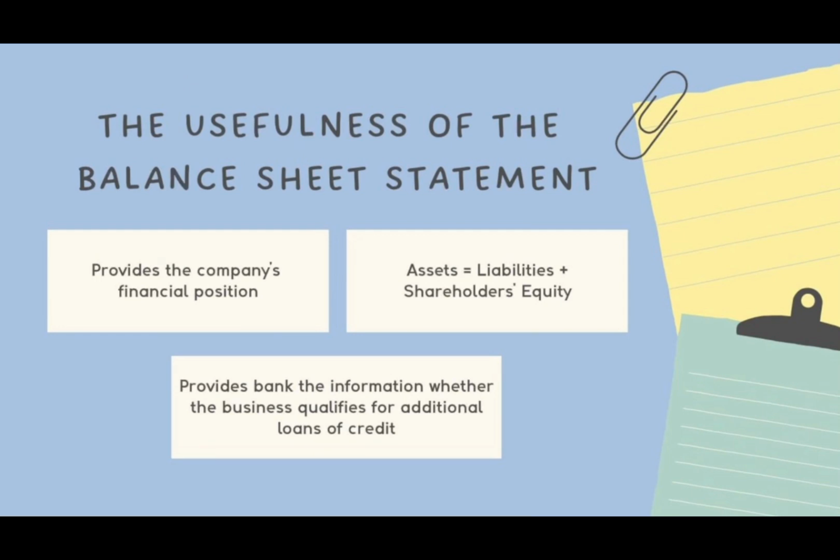The usefulness of the balance sheet statement. First point, it gives interested parties an idea of the company's financial position, in addition to displaying what the company owns and owes. Assets equal liabilities plus shareholders' equity. The three elements of the accounting equation are assets, liabilities, and shareholders' equity. The formula is straightforward. A company's total assets are equal to its liabilities plus its shareholders' equity.